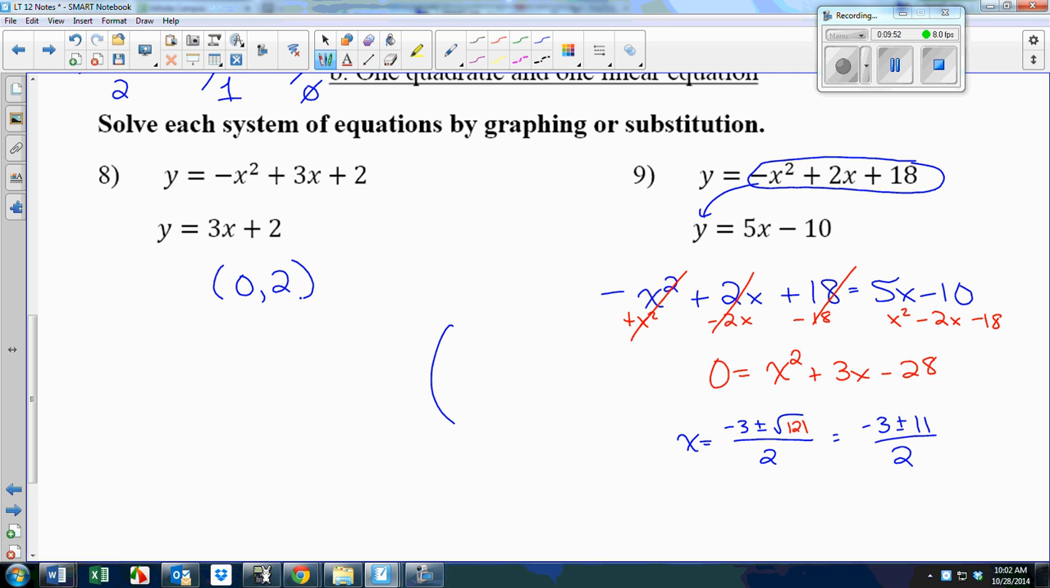All right, so our 2 answers that we're looking for. One of them has an x value of negative 3 plus 11, 8, divided by 2. One of them has an x value of 4. The other one has an x value of negative 3 minus 11, negative 14, divided by 2, which is negative 7. To find the y that goes with them, plug those x's back into either original. Which of those two originals looks like it's the easiest to work with? Yeah, the second one. So when you take 5 times 4, 20, you subtract 10, 10. When you plug in a negative 7, you get y equals 5 times negative 7 minus 10, you get y equals negative 35 minus 10, you get negative 45.